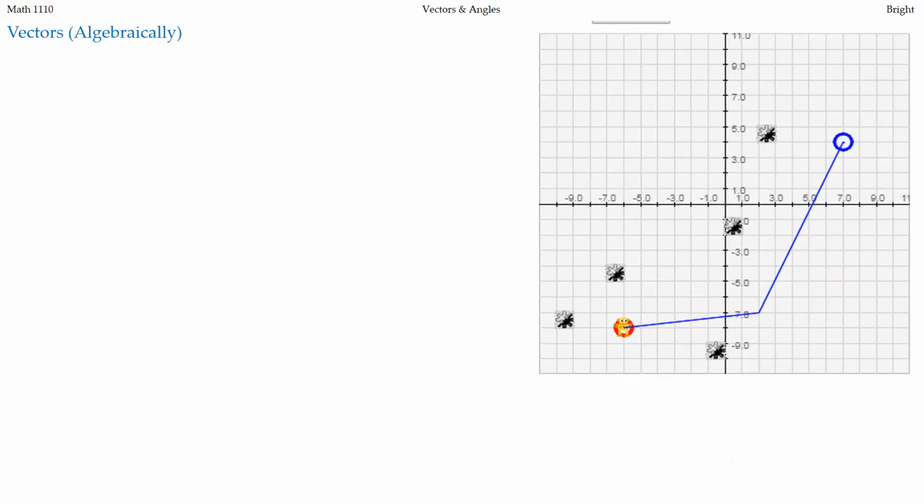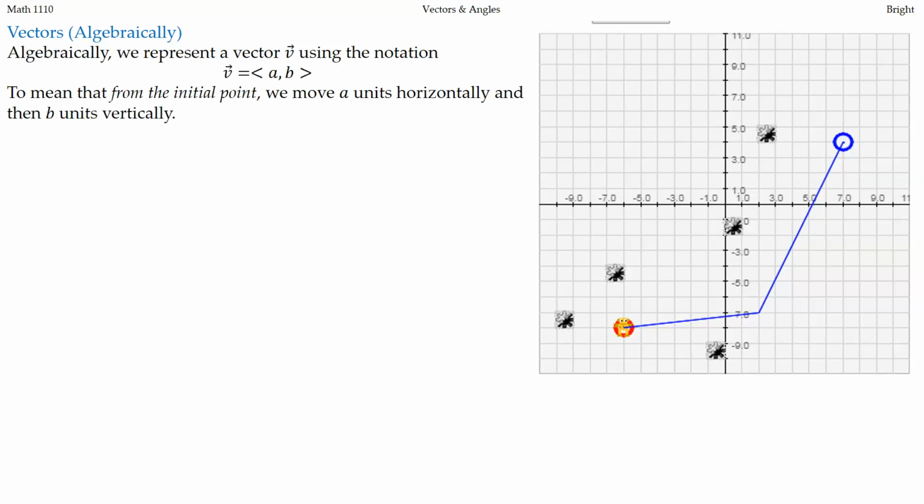The other representation of vectors is algebraically. This involves a little bit of notation. Instead of the parentheses that we would use to communicate points, we are going to use angle brackets. What this notation means is that from the initial point, so we already are at the initial point, we move A units horizontally and B units vertically.